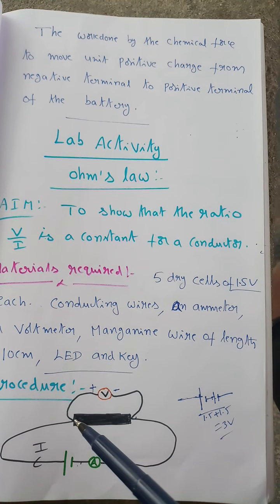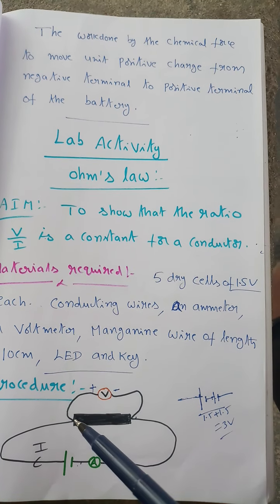And next, 5 cells are in series in the circuit. Then measure the potential difference across the manganese wire and the flow of current in the circuit. Now do V by I, potential difference by current. Here we get some value. Next, this voltage by this current, here we get some value, and likewise for each reading. So here you get V by I values.